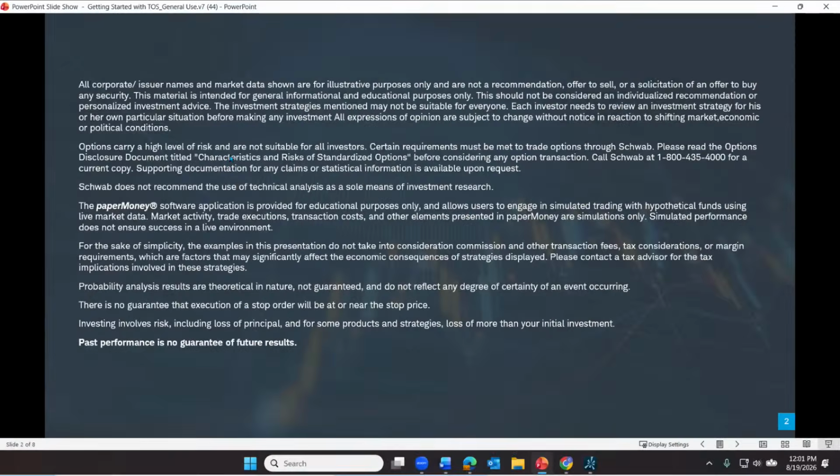So as we do this, of course, we want to bear in mind the risks associated with trading or investing. Risk is real, so keep this stuff top of mind. All corporate or issuer names and market data shown are for illustrative purposes only and not a recommendation, offer to sell, or a solicitation of an offer to buy any security. Schwab does not recommend the use of technical analysis as a sole means of investment research, and investing involves risk, including a loss of principal.